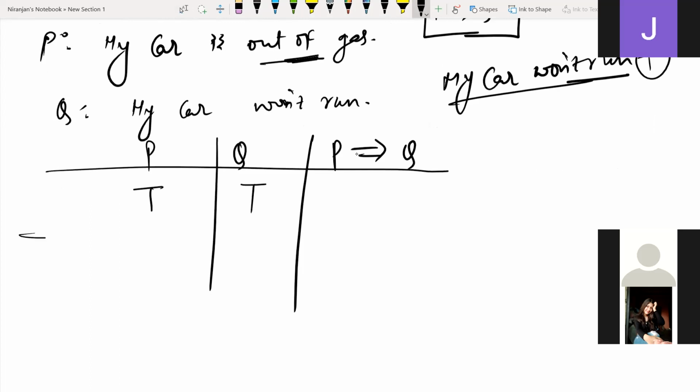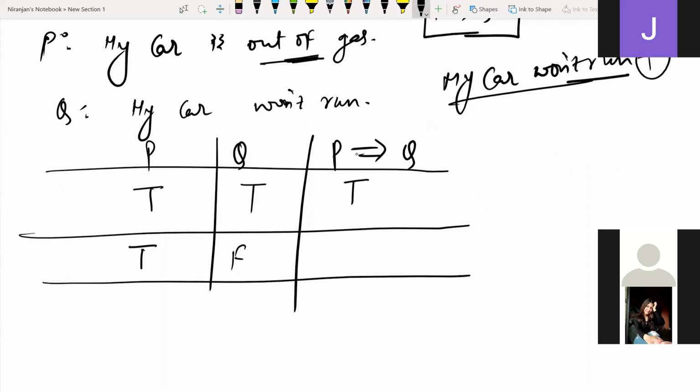So if we have both true, then there is no issue, because if I tell you my car is out of gas, my car won't run, totally fine. P implies Q is going to be true. Now, if I say that this is true and this is false, what do you think this is going to be? I'm saying my car is out of gas. You know for the fact that when your car is out of gas, your car won't run. That is always going to happen because it's implication. And you are saying that your Q is false here. That means that P implies Q is false, right? Any doubt here?